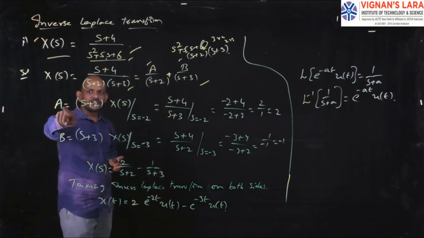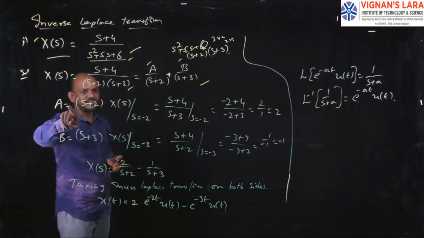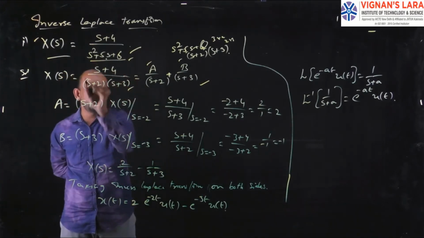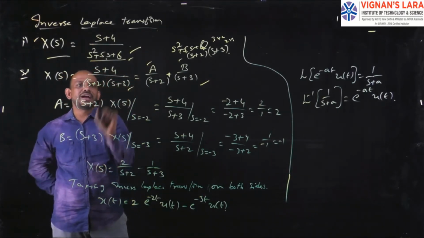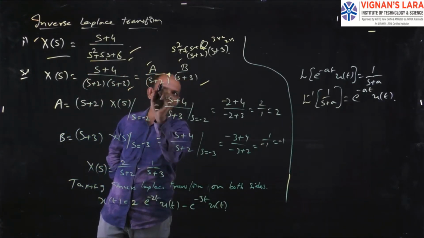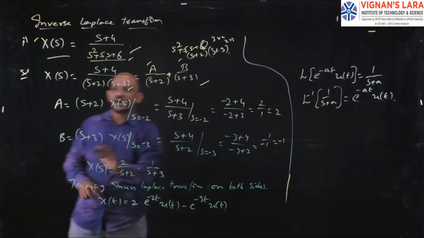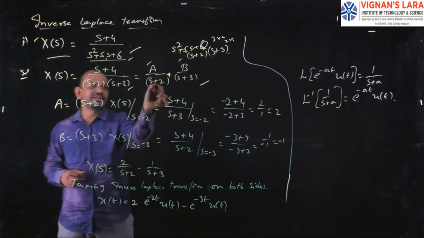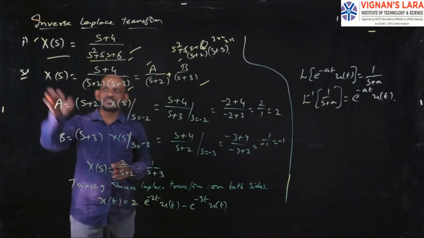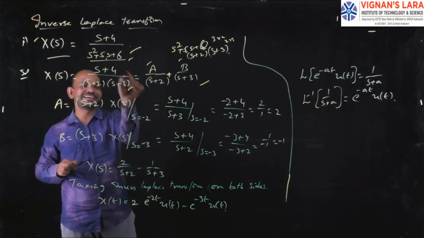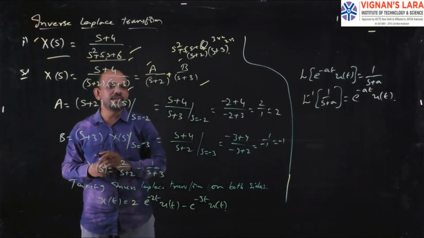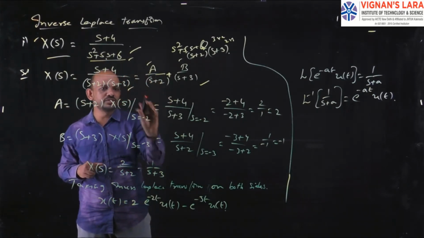I can find the value of A by multiplying this X of s with (s plus 2), because A is over (s plus 2). So A is with respect to (s plus 2). Now I am finding the value of A, so I have to multiply (s plus 2) with the complete function X of s. And then substitute, making s plus 2 equal to 0.